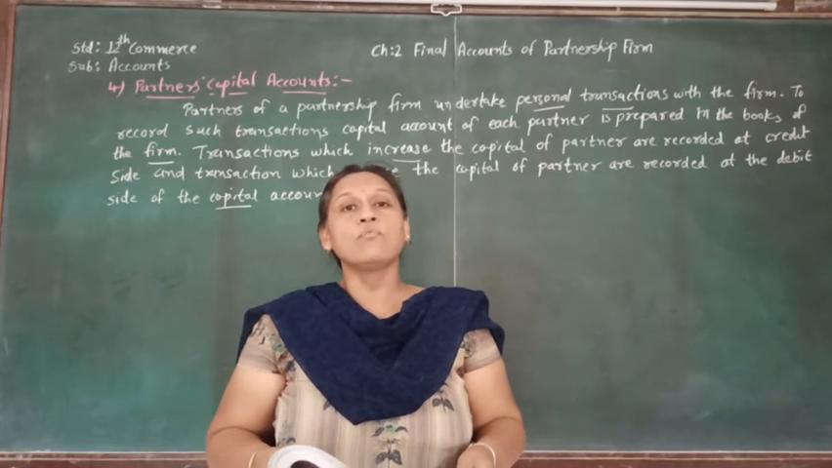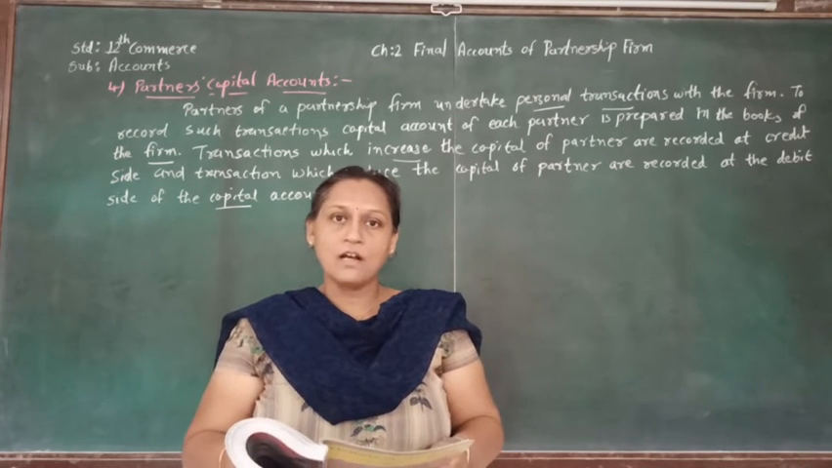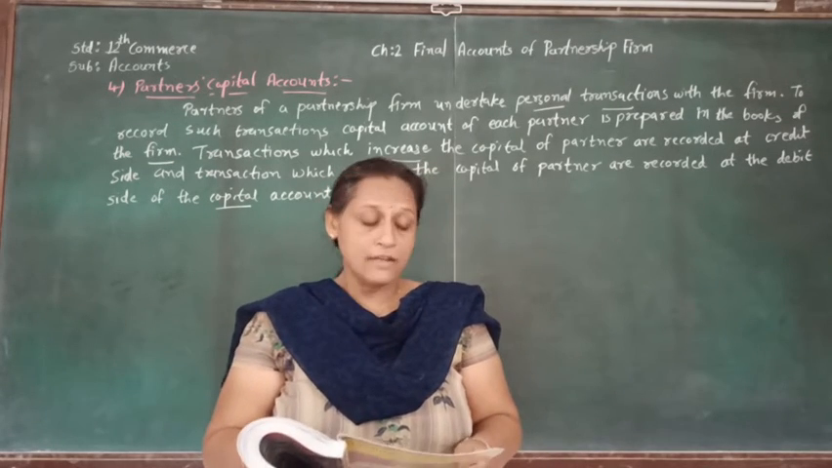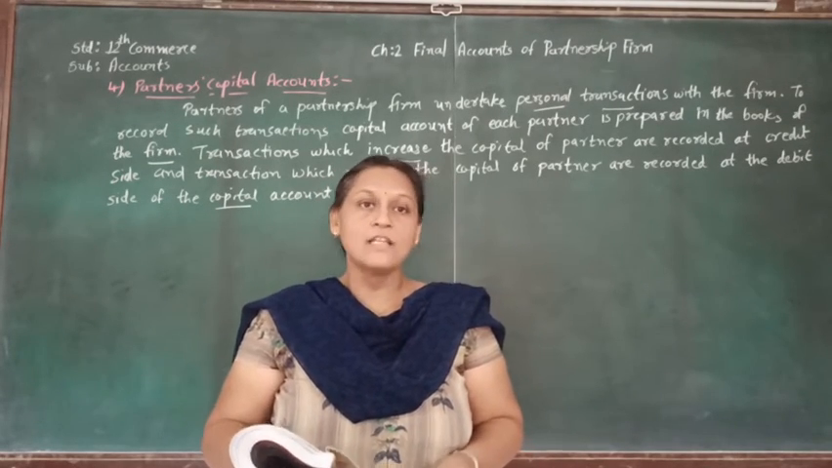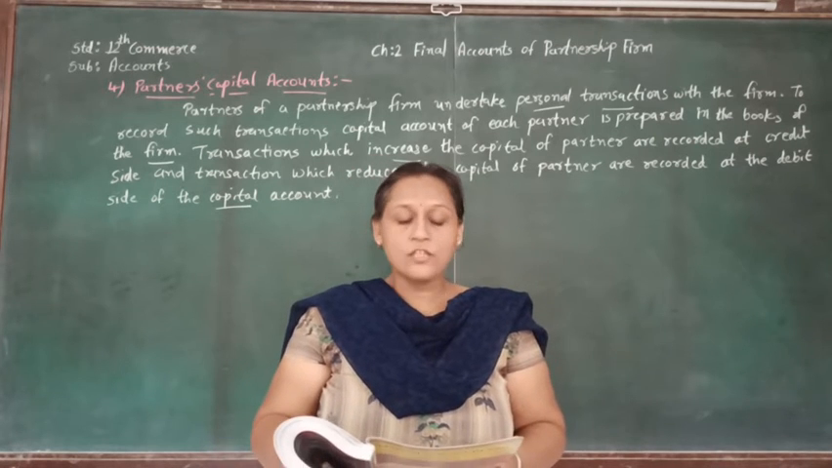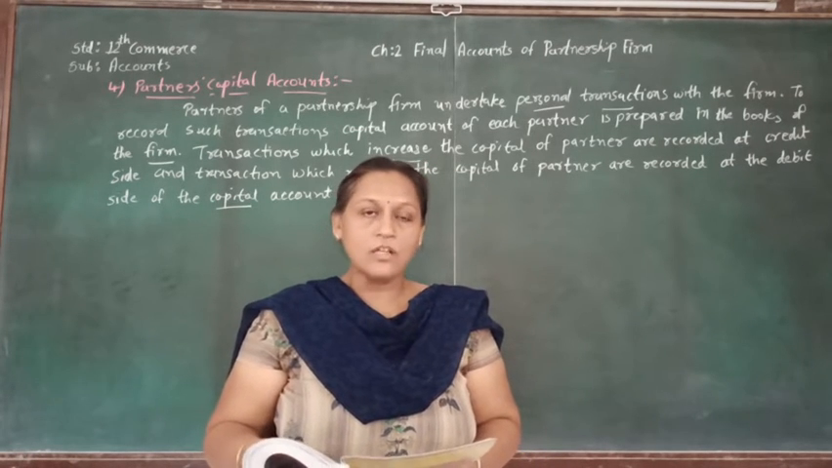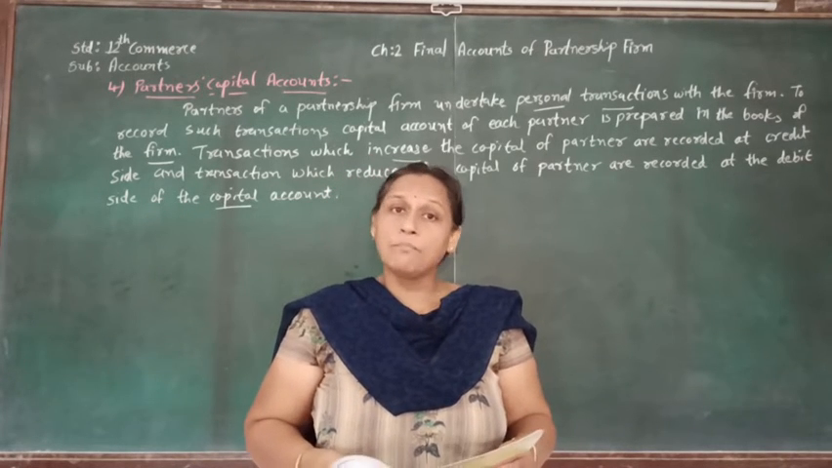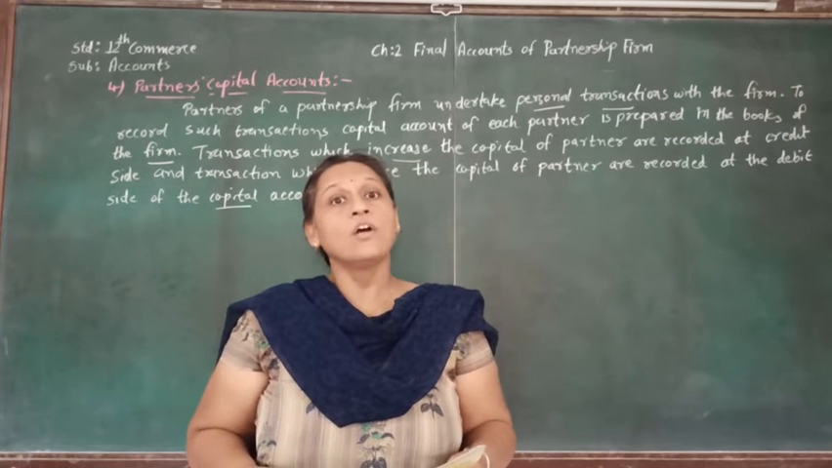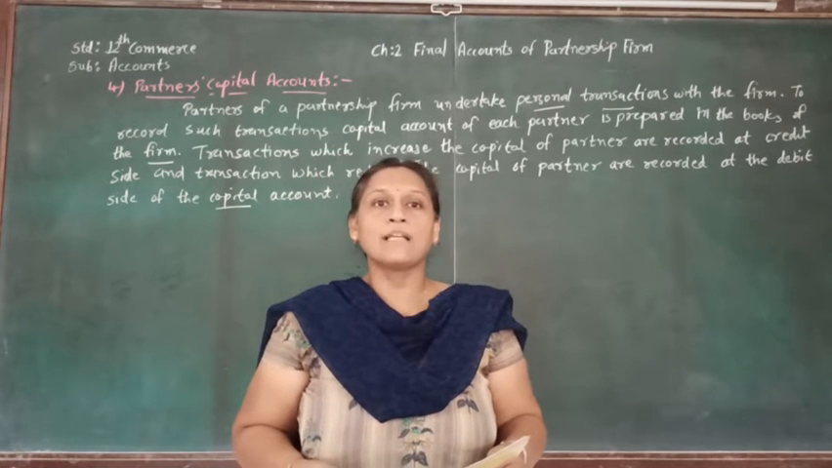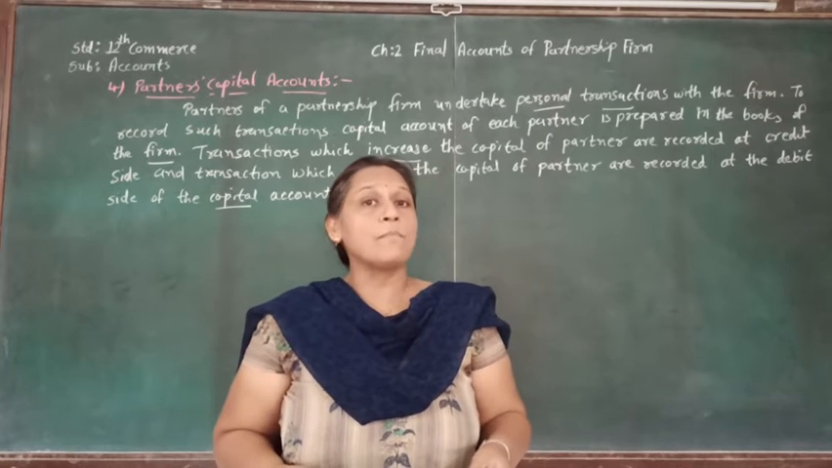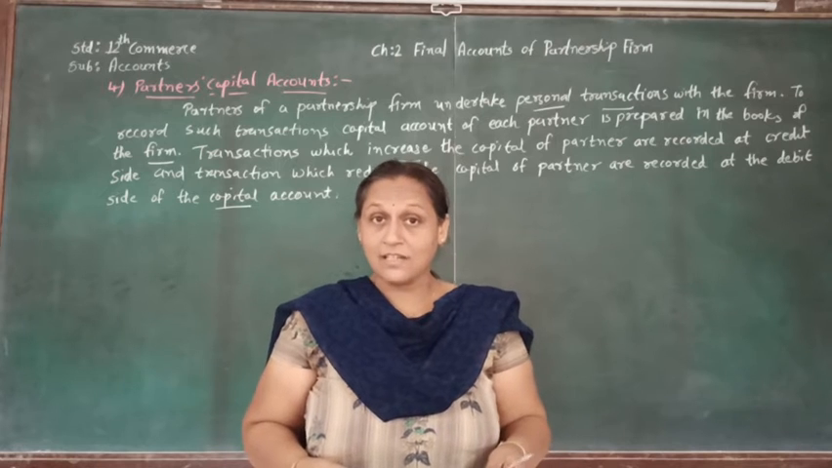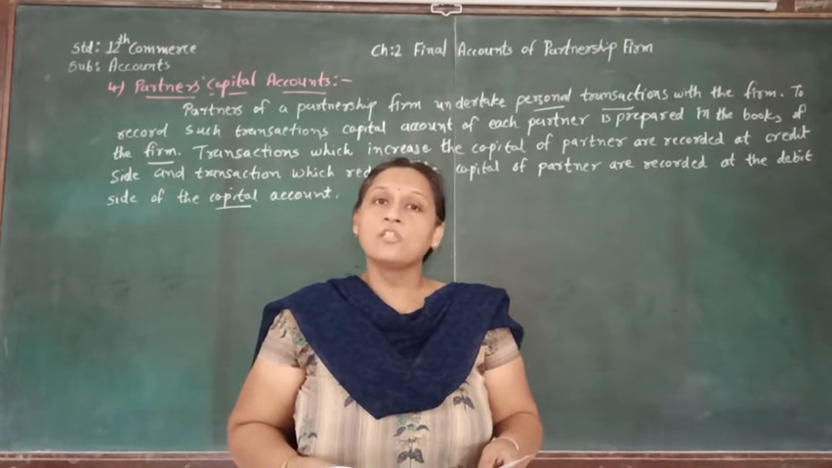So this is how we have to prepare partners capital account, and then we have to find out the balance of partner capital account. It can be a debit balance or credit balance, accordingly. So this is the specimen of the partners capital account under the fluctuating capital account method. Now let's see the specimen of partners capital account under the fixed capital account method, where only the transactions related to capital are written in this account, and for the other transactions we have to prepare the current account. So let's see that.